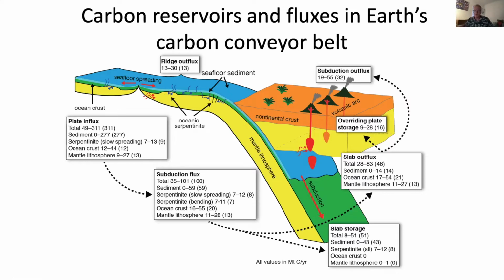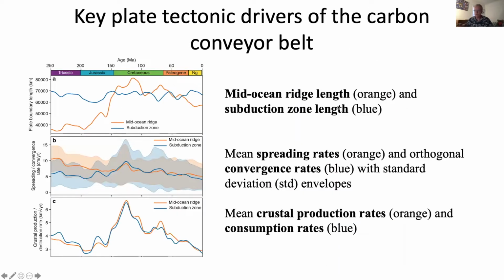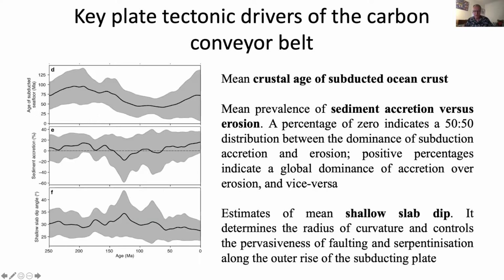So we're going to have a quick look how this conveyor belt works and how it completes a loop and what happens to the carbon that ends up being subducted. Of course, some of it comes back out along volcanic arcs, but some keeps on going into the deeper mantle. So what controls this carbon conveyor belt is mid-ocean ridge length and subduction zone length, shown up here. Then we have mean spreading rates and convergence rates. And the product of mid-ocean ridge length and spreading rates gives us crust production rates. And then from the production rates, we ultimately obtain consumption rates along subduction zones.